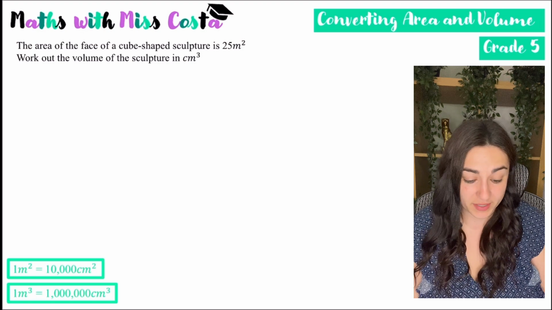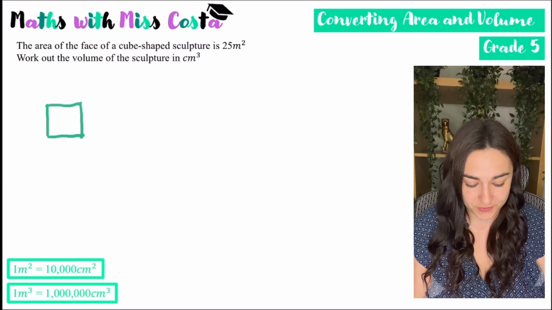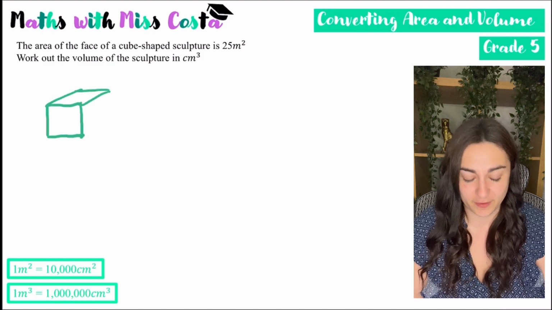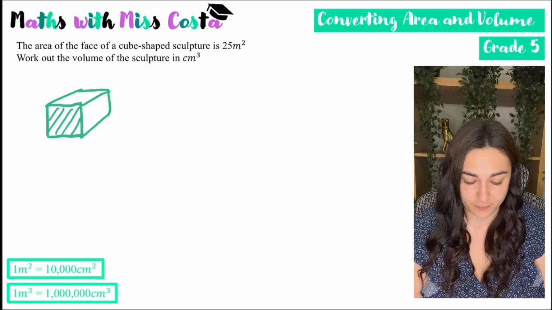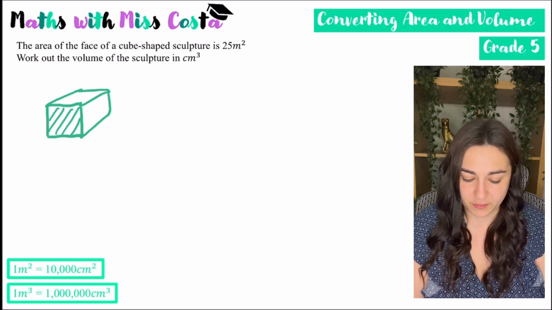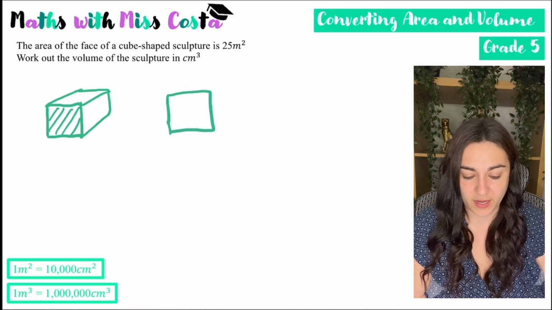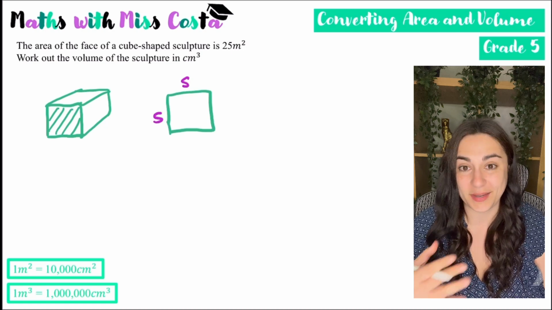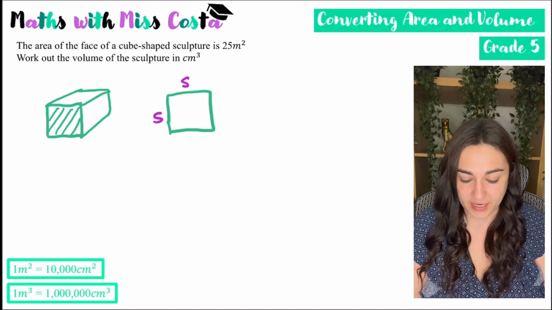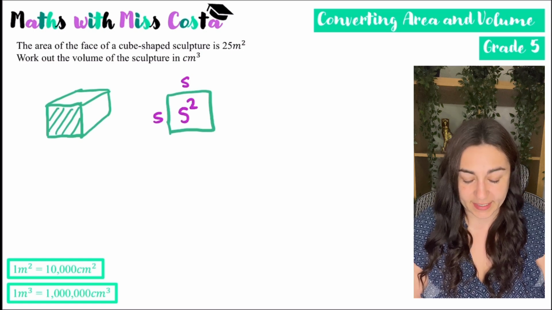So here we've got a little bit of problem solving. We're told that the area of the face of a cube-shaped sculpture is 25 meters squared. So I've got a cube-shaped sculpture, and I know that the area of one of the faces is 25 meters squared. And I now need to work out the volume. Okay, so if I know what the area is, in order to work out the area of a cube, I know I've got a side and then it's a cube, so each side is going to be the same. How do you work out area? It's length times width. So the area of the face is going to be s squared.